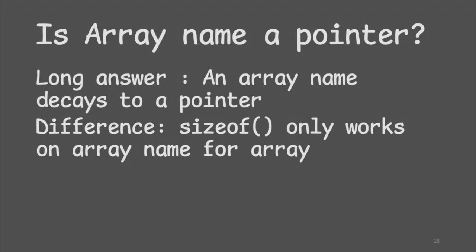The long answer is an array name actually decays to a pointer. An array name actually possesses more attributes than a pointer. Then what's the difference? Well, the main difference is that there's a built-in operator in C++, sizeof, and this sizeof works on types, and it only works on an array name for an array. So if you use sizeof on an integer pointer, it will not see the size of the array the pointer is pointing to. But if you use sizeof on an array name, it will be able to see that it is an array and the total allocated memory size. Let's see an example for more information.